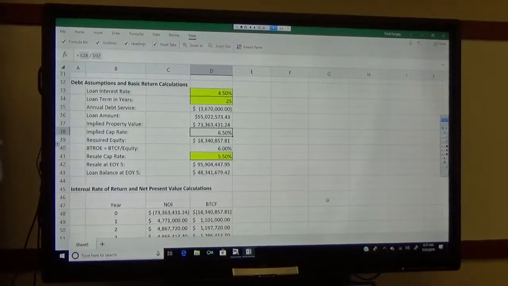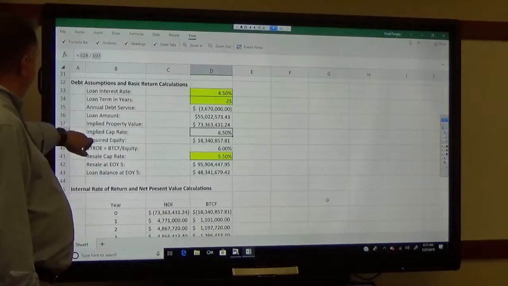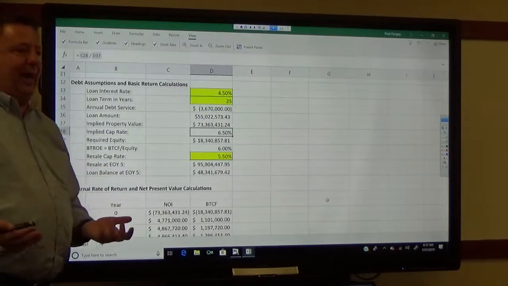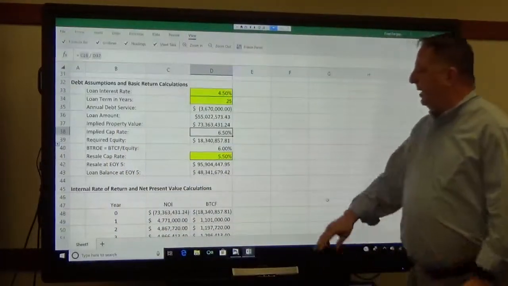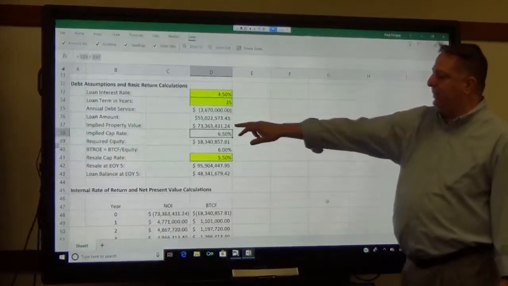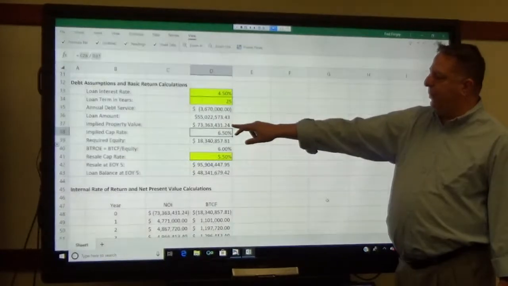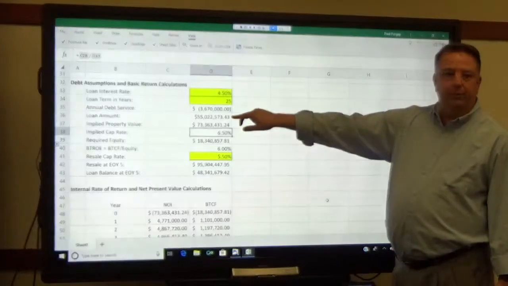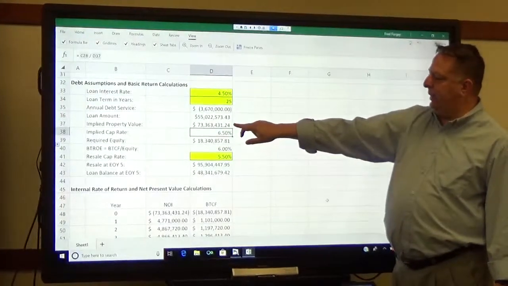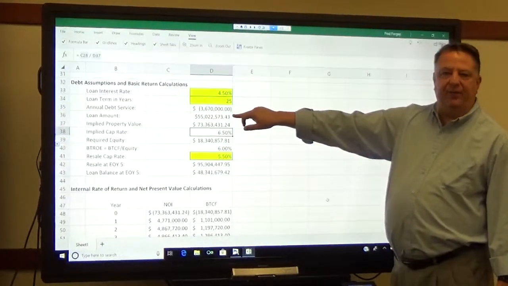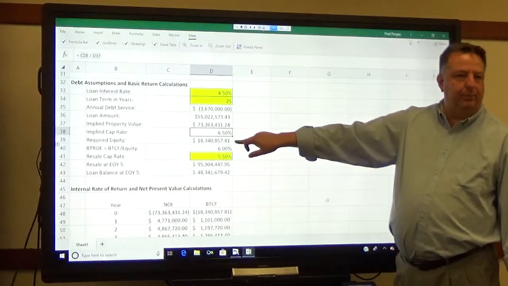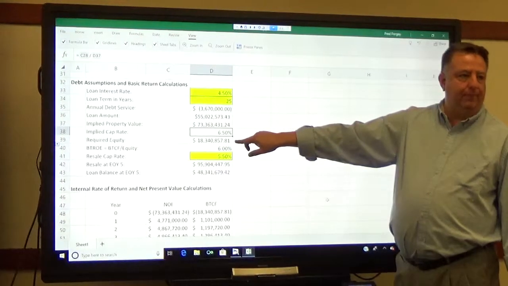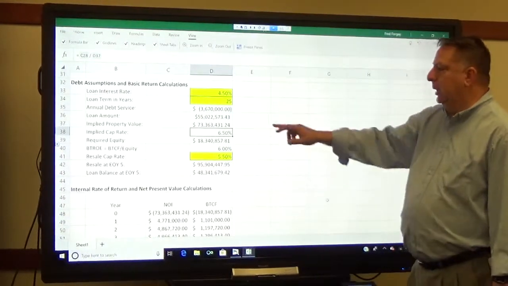Okay. Now, the next piece would be, what is our required equity in this deal? The required equity is simply going to be the difference between the value of the property and the loan amount. So you're simply going to take that 73 million, subtract out the 55 million, and that's going to give you 18.3 million. Everybody follow that? Okay, anybody question on that?